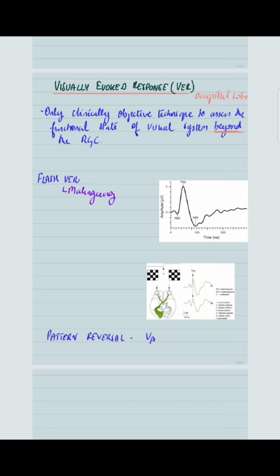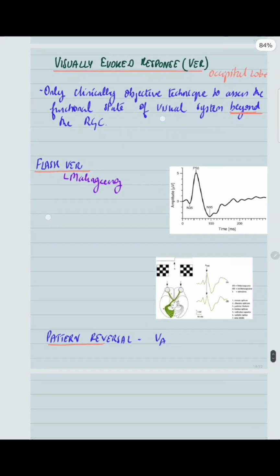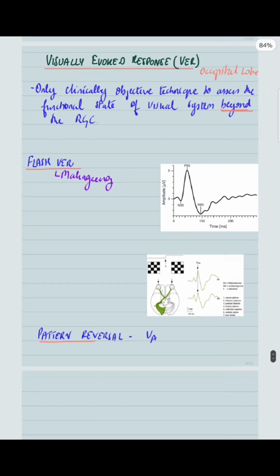And then the visual cortex, basically. Two types are there, flash VER and pattern reversal VER. Flash VER, actually more types are there, but you should know flash VER and pattern reversal. Flash VER merely indicates that light has been perceived by the visual cortex.